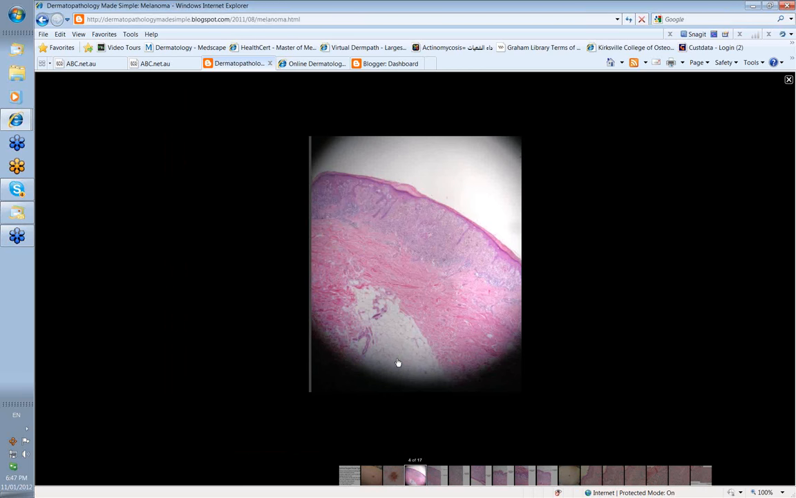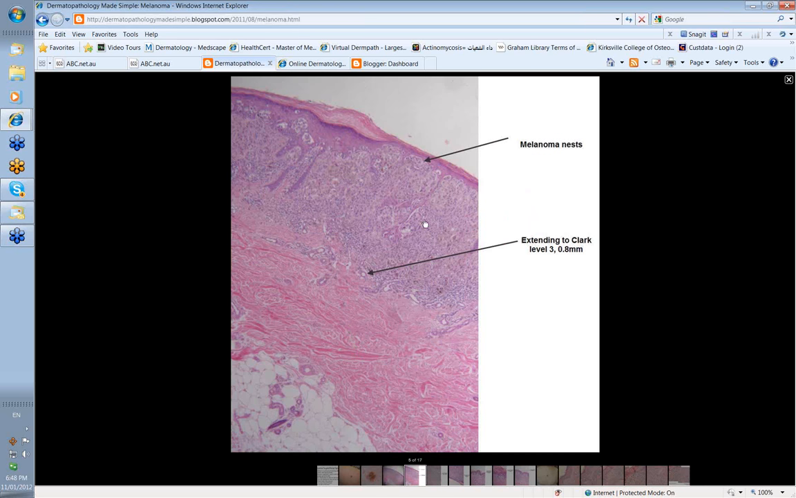And when we have a little look at the scanning view of the lesion, it looks somewhat like this. Now you might look at this and say, what are these? Are these all lymphocytes? There's a sort of inflammatory process here. We can see collections of cells up here and here and various collections through here. But when we go in and have a little look at it in a close-up, we find that these are all nests, and these nests are extending down into about the reticular dermis here. So it's a Clark level 3.